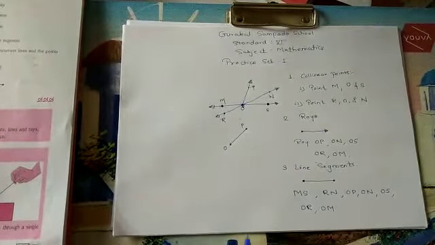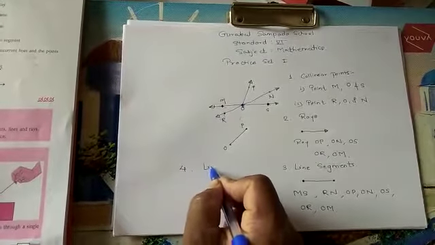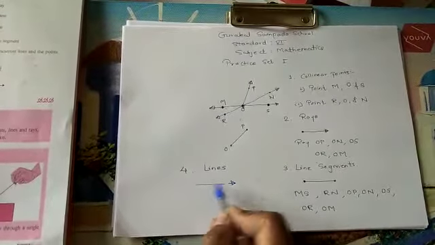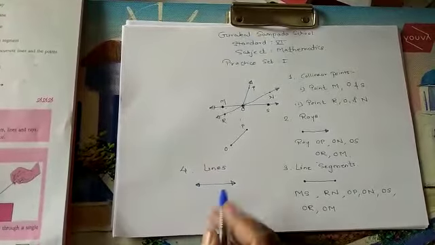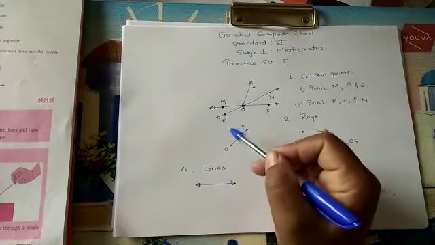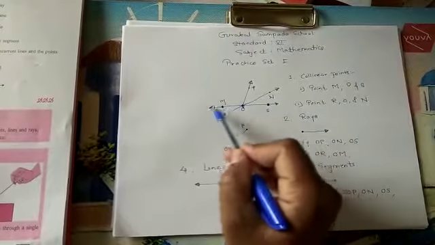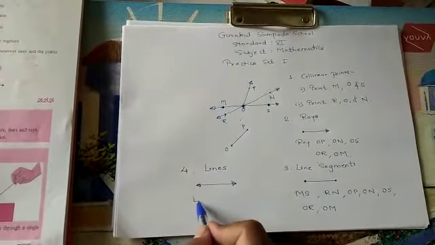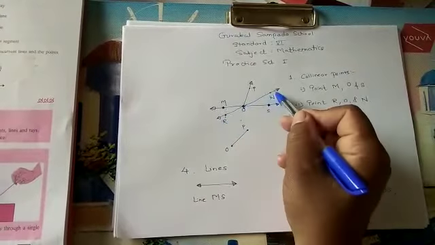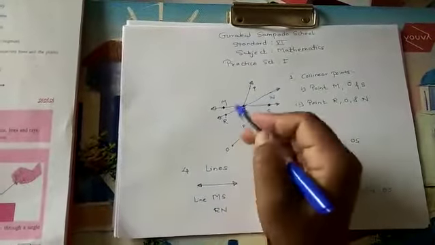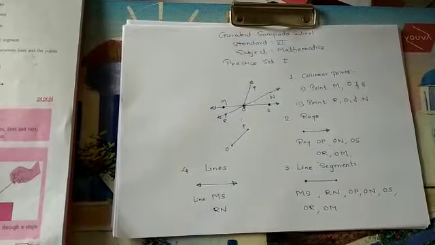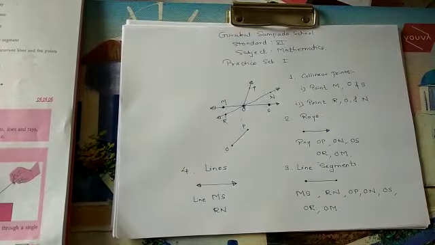Now the fourth one asks to write down the names of lines. How can we draw a line? A line has arrowheads in both directions. We can extend the line in both directions infinitely. So if you are observing, how many lines are there? The first line is line MS. Any more? Yes, RN. Next, no. So only these two lines are present, line MS and line RN. I hope all of you understood the first question.